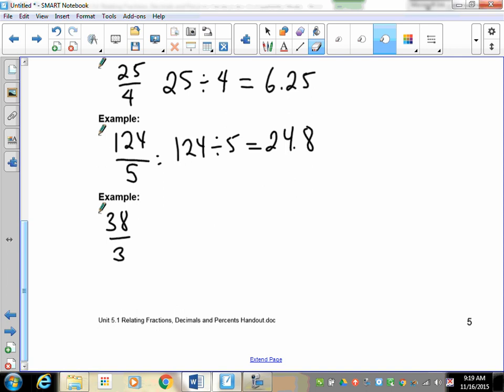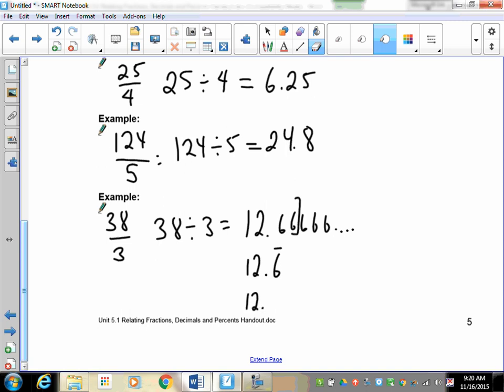All right, so 38 divided by 3 gives you 12.6666666. So it just goes on forever. So we have 12.6 with the bar over the 6, 12.6 repeating. If you rounded this off to the nearest hundredth and went 12.67, I suppose that's correct because you weren't told what to round to, but it's always wiser to give the more correct answer. This is more correct than this.